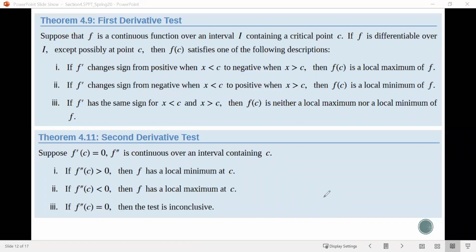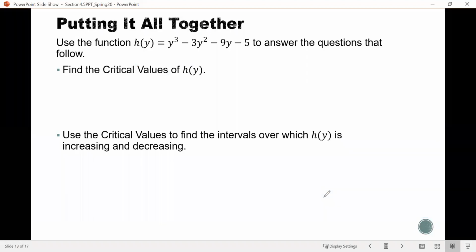All right, so we're going to put this all together and also use this to talk about intervals over which a function is increasing or decreasing, or concave up and concave down. So here we have this function h of y equals y cubed minus 3y squared minus 9y minus 5, and we need to answer these questions. So first, we need to find the critical values.